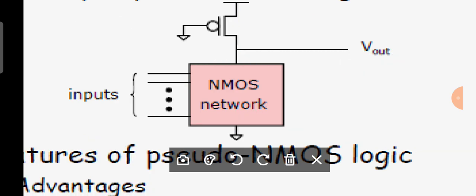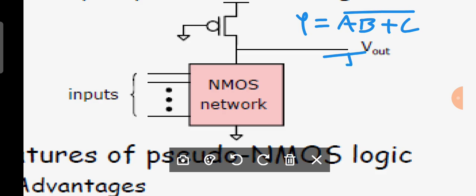From your examination point of view, let us consider they said to design Y is equal to (AB plus C) whole complement using pseudo NMOS logic. Okay, now how to design this? Don't forget the pull up won't be changed. What is a pull up? This is a pull up. Okay, now you can observe this is a pull up.